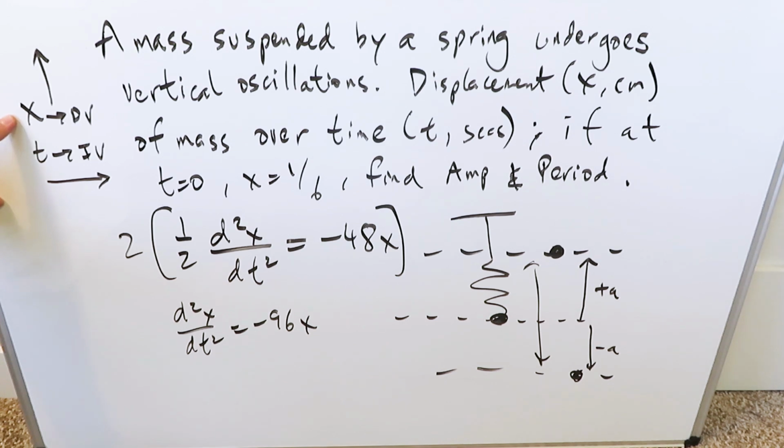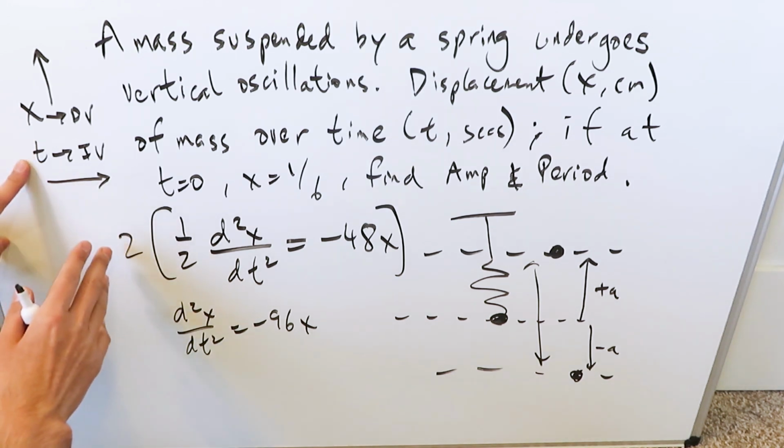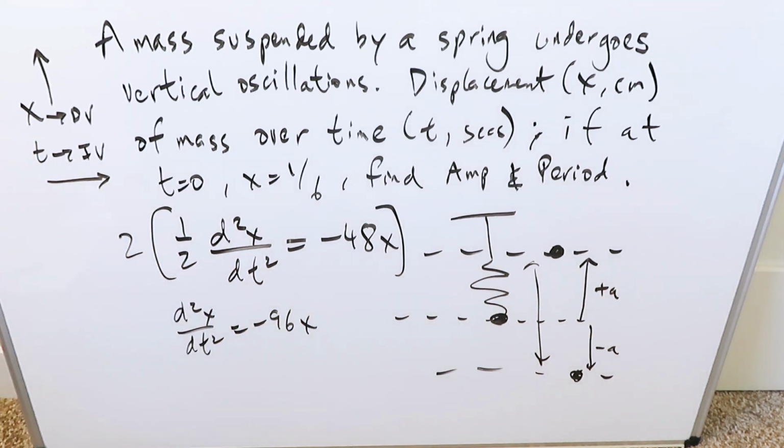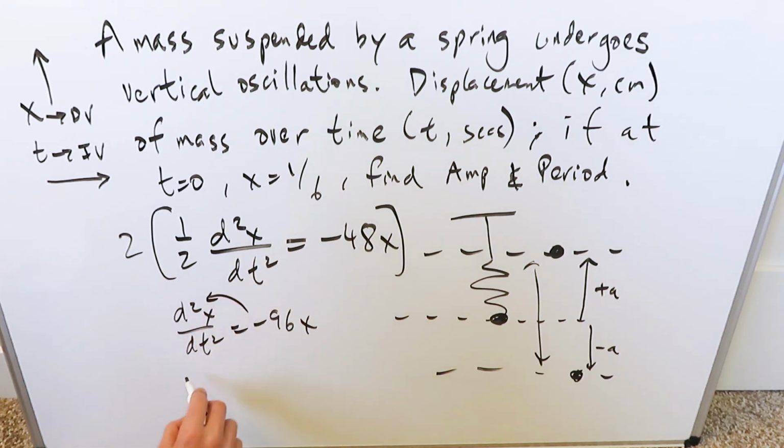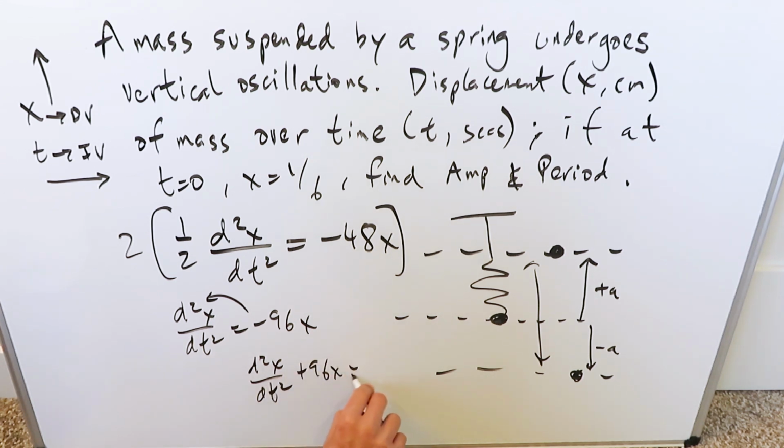Your x is synonymous with your y, your t is synonymous with the x that you're normally accustomed to seeing, but here we're seeing x and t. This is my y-axis variable, this right here is my x-axis variable. When I'm looking at this, if I were to push this to the other side, I'm looking really at d square x over dt square, which is my second order derivative, plus 96x is equal to 0.